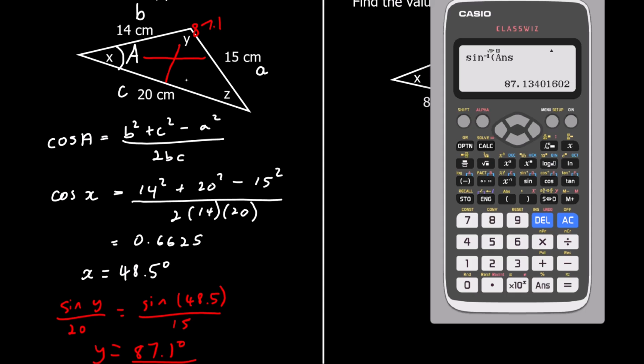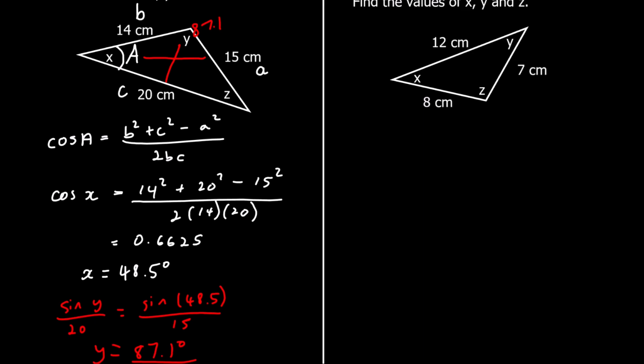I really should have saved the first one, so I'll do 180 minus this answer, and minus, I'll type in what I know, so it's shift cos 0.6625, and that's 44.35, 44.4. So z is 44.4 degrees. So there we know x, y, and z. One for you to try. Pause the video, give it a go.